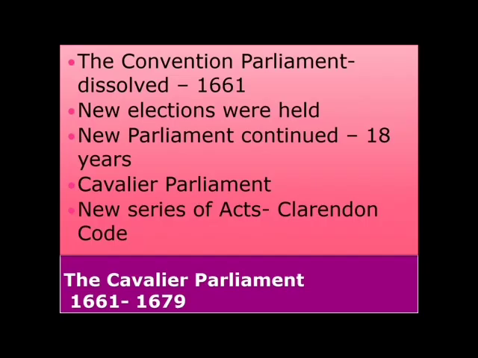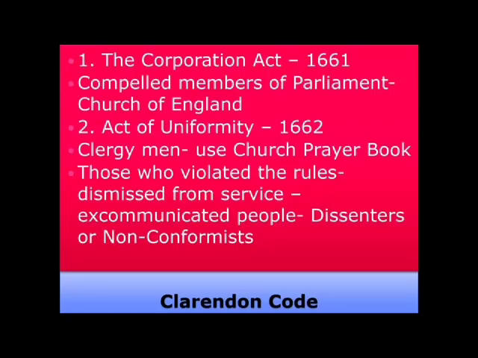So there was the Cavalier Parliament. The Cavalier Parliament period is between 1661 and 1679. The Convention Parliament was dissolved in 1661. New elections were held. The new Parliament continued for nearly 18 years. This is known as the Cavalier Parliament. There were a series of acts known as the Clarendon Code.